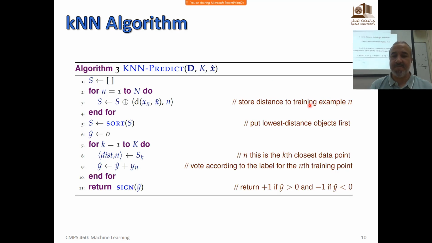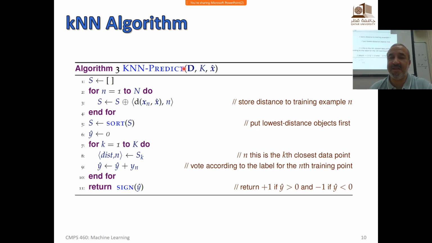Okay. This is the algorithm. That's very straightforward. First, we have to compute the distances to the training examples. Now here, this is the predict algorithm, right? Where is the train algorithm? Okay. We don't have one. There is no training. So we don't have a training algorithm for kNN. It's just prediction, given that we have the training data.